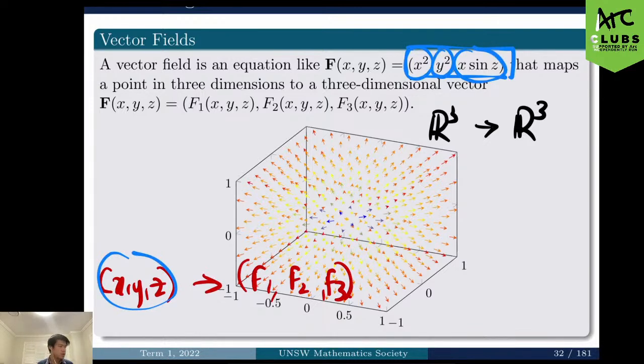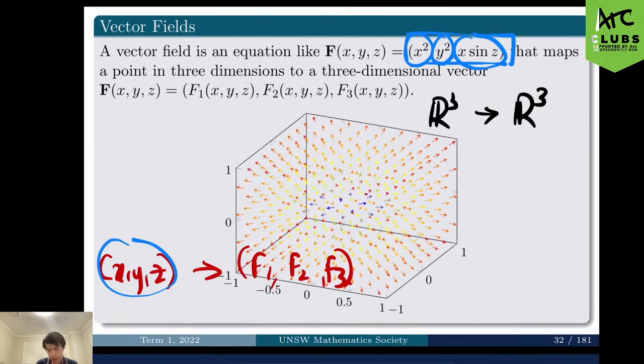And the physical interpretation of this on the diagram is just it takes a point, right? And it says, based on this point, we've got a nice vector, right? So based on this point, we've got this vector up there. Based on this point, we've got this vector up there. Doesn't matter. The point is that it maps R cubed to R cubed.